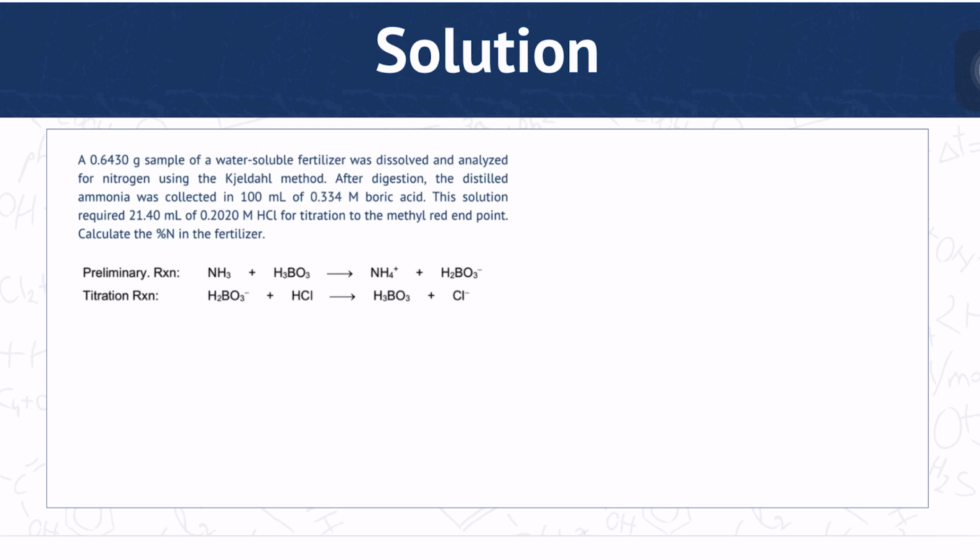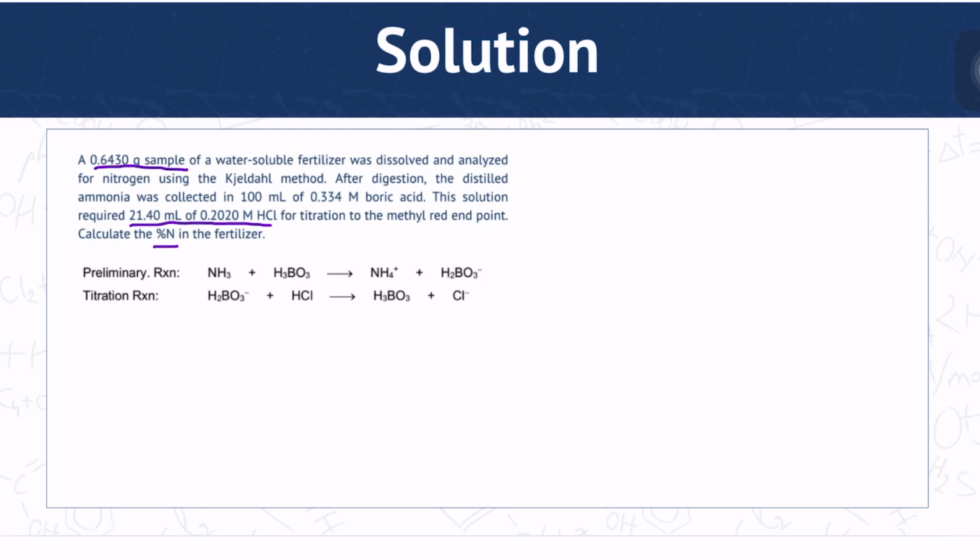To start, we have a 0.6430 gram sample of a water-soluble fertilizer that was dissolved and analyzed for nitrogen using the Kjeldahl method. After digestion, the distilled ammonia was collected in 100 ml of 0.334 molar boric acid, and this solution required 21.40 ml of 0.2020 molar HCl for titration to the methyl red endpoint. Calculate the %N in the fertilizer.